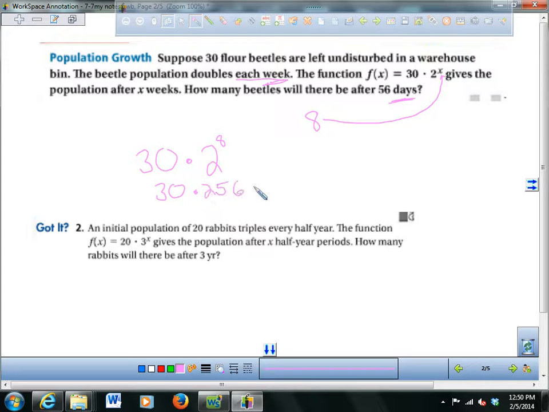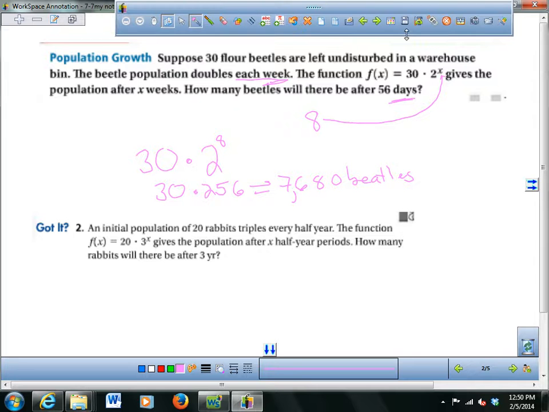Can someone do that on a calculator and see what you get? 30 times 256. Can you do that, Grace? 7680. Like that, 7,680 beetles after 56 days. Okay. So when things grow exponentially, they grow very, very fast. A lot of times. Okay.